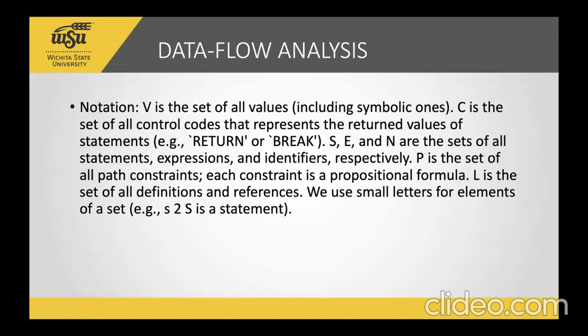In this, we can see V and C symbols, where V is the set of all values, including the symbolic ones, and C is the set of all control codes that represent the return values of statements, for example return or break. Also S, E, and N are the sets of all statements, expressions, and identifiers respectively. Pi is the set of all path constraints. Each constraint is a propositional formula. L is the set of all definitions and references. We use small letters for elements of a set.